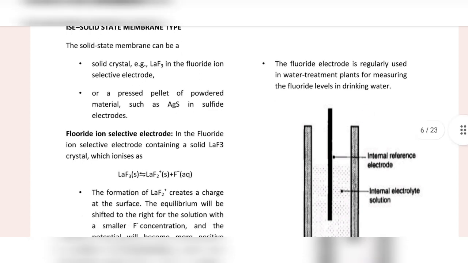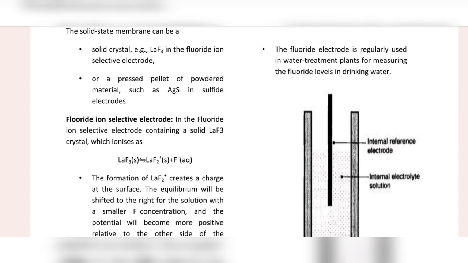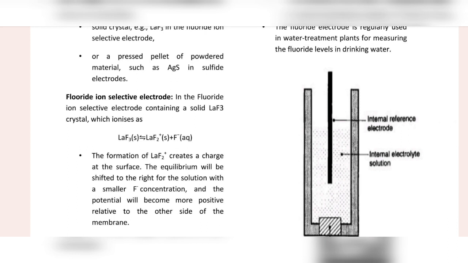Then let's move on to the fluoride ion selective electrode. The fluoride ion selective electrode contains a lanthanum fluoride crystal as the ion selective membrane. Generally, lanthanum fluoride ionizes in equilibrium with LaF2+ plus F minus. Generally the LaF2+ creates a charge at the surface of that solid state membrane, a positive charge.